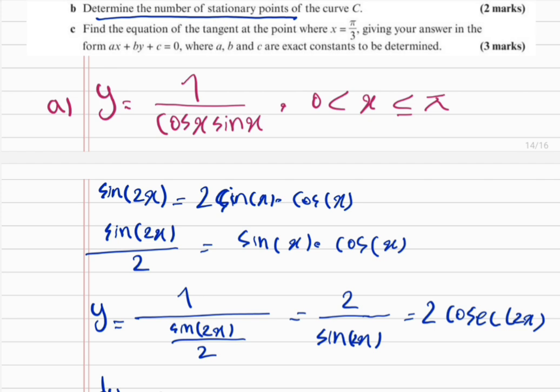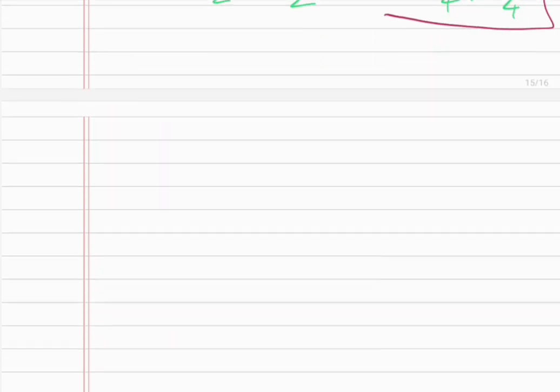And finally, the last part, it says find the equation of the tangent at the point where x is equal to pi over 3. And also we need to give the answer in this form. So you should be very familiar with these types of questions. We just need to find the gradient and then use the equation of the straight line, and of course finding the y coordinate of the point, because the point has the x coordinate of pi over 3. So let's find the y coordinate and then the derivative at that point, and then find the equation.